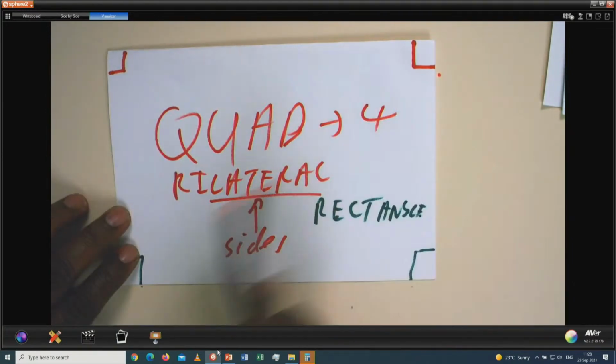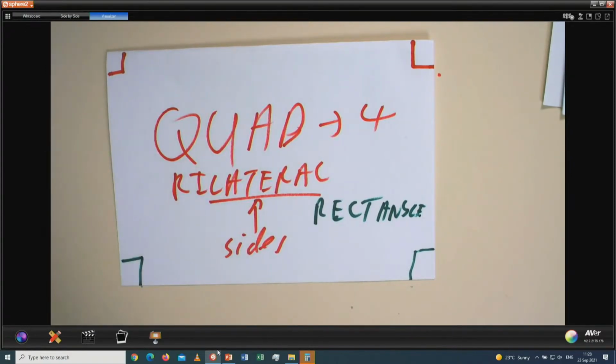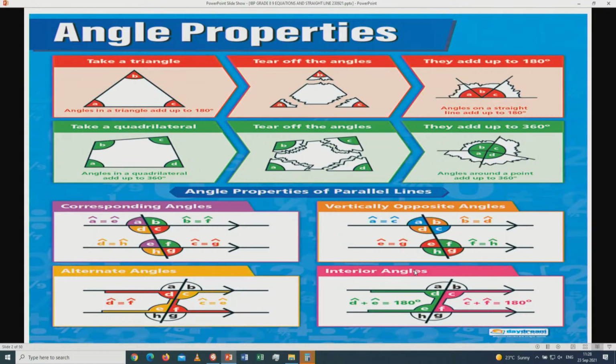Even if you cut them around and put them around a point, they will give you 360. That's a way of reminding yourself. Where you are given a four-sided figure, you cut all those angles and you put them around a point. Angles around a point equal 360. Angles on a straight line equal 180. Remembering your theorems of straight lines. Now let us continue.